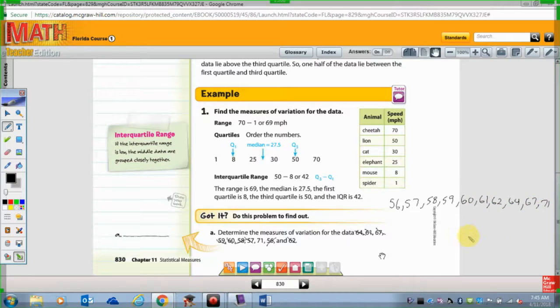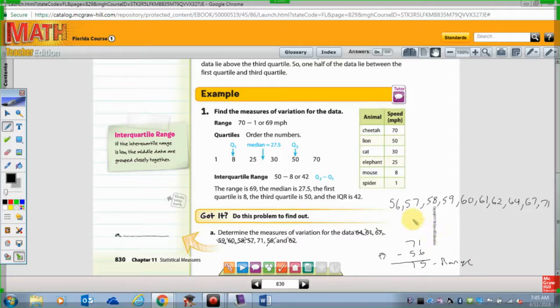So the first thing I can do, I can go ahead and find the range. I take the highest number and subtract the lowest number. So 71 minus 56 is going to give me 15. So 15 is my range. So that's one of the measurements that we're looking to find.